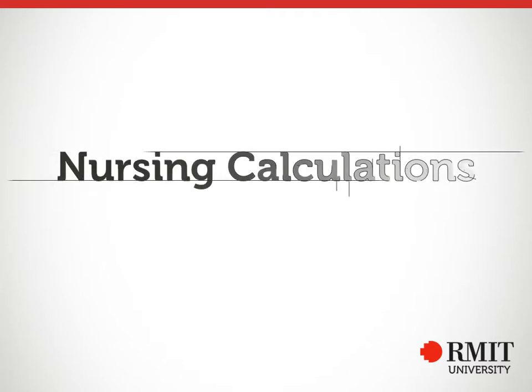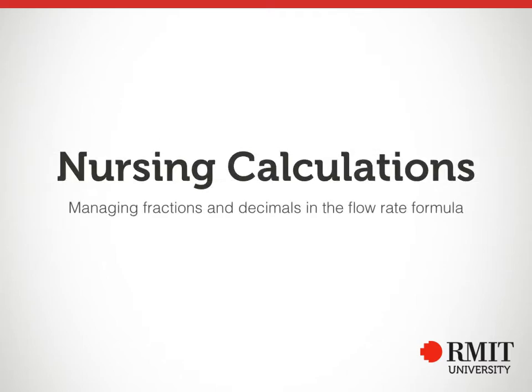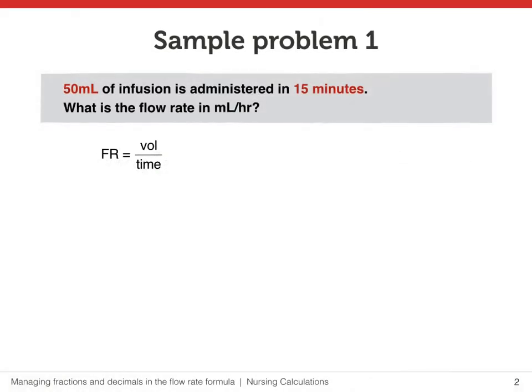Nursing calculations, managing fractions and decimals in the flow rate formula. Our first problem is that we have an infusion running over 15 minutes, and 50 mils of the infusion is being administered to the patient. We want to calculate the flow rate, and this answer needs to be in mils per hour.